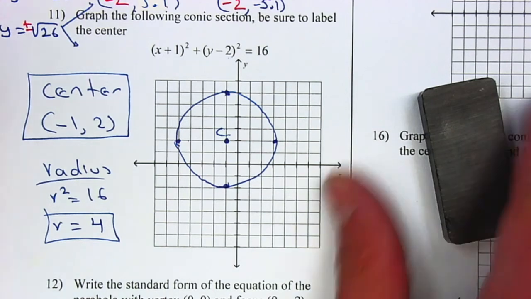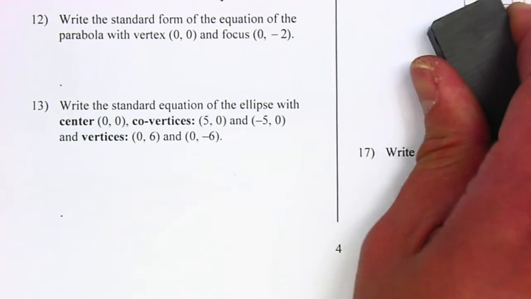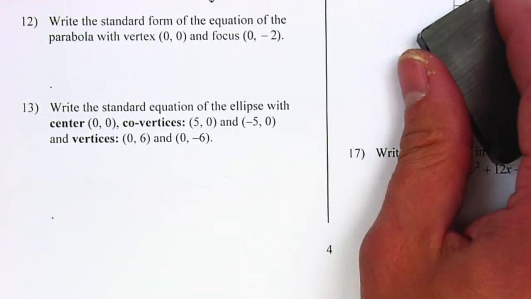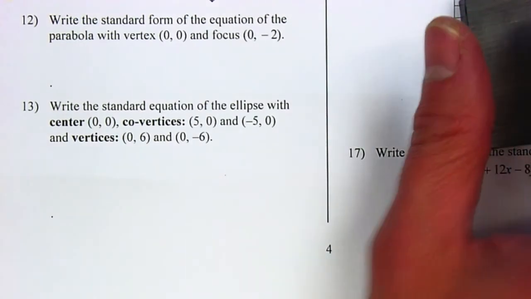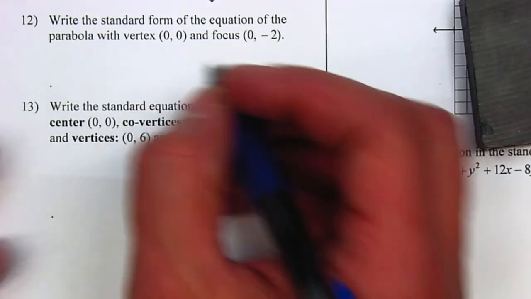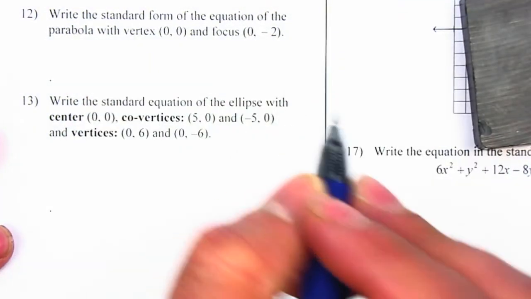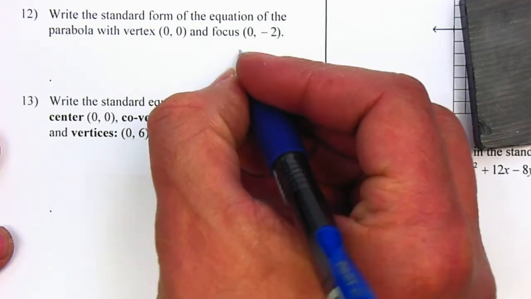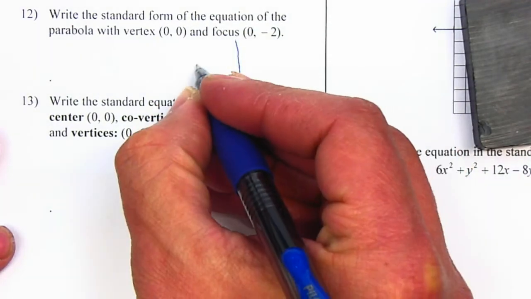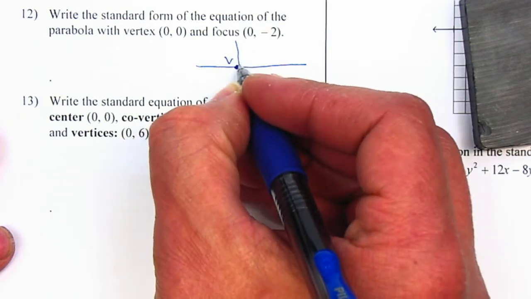On problem number 12, it says write the standard form of an equation of a parabola with vertex 0, 0 and focus 0, negative 2. So let's see. You want to be able to make a sketch. If you don't make a sketch, it becomes a much more difficult problem. So let's make a sketch of the information that they give us. Vertex is 0, 0. Focus is 0, negative 2.